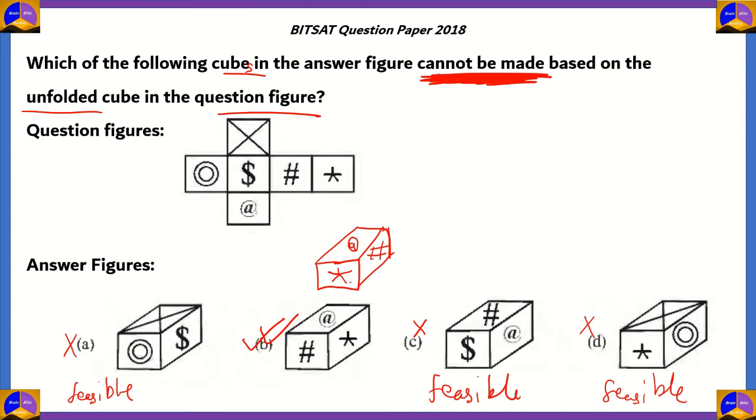However, in option B, the order is inverted, and this cube can only be possible if the asterisk goes in the position where the hashtag is present. So that makes this particular option incorrect, because this can only be possible in a different net, and the net here does not support option B. So therefore option B cannot be made, and that's why it is the correct answer.